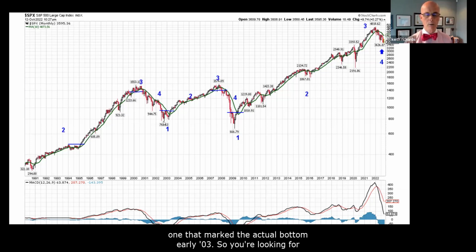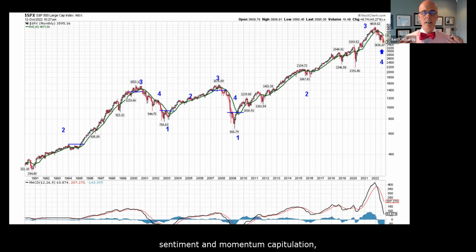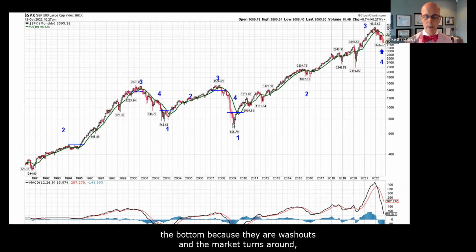So you're looking for long wicks, and that is coinciding with sentiment and momentum capitulation, which we're going to look at in a minute. But I want you to get a handle on that this pattern repeats over and over again. And you can see long candles mark the bottom, long candle wicks, because they're washouts and the market turns around. And that always happens at the bottom of bear markets.